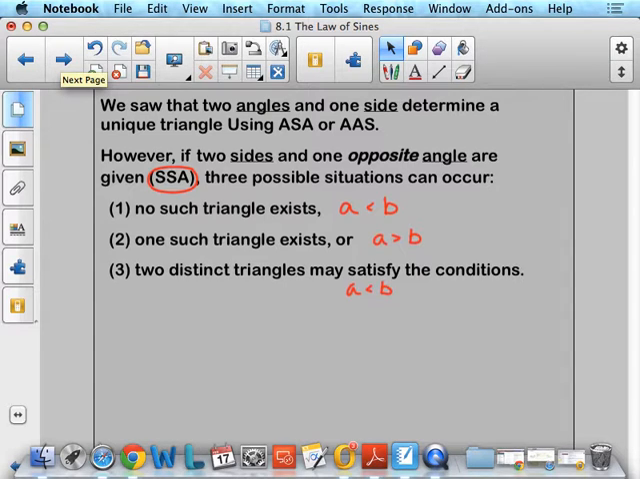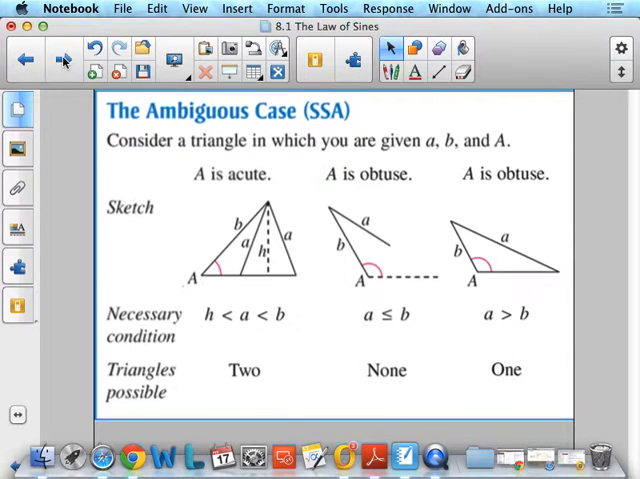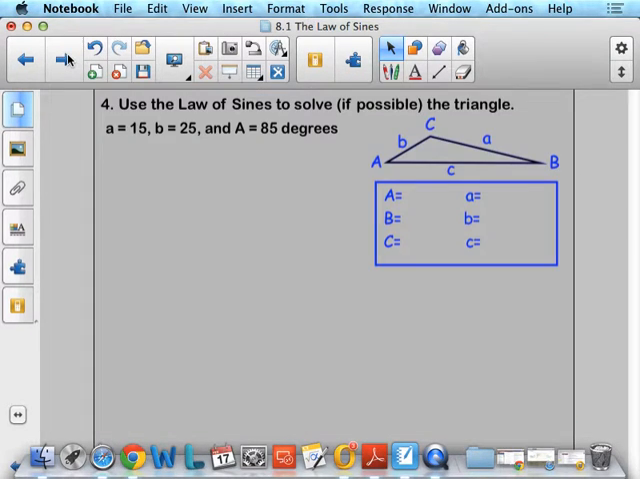All right, we're going to do one example of each of these. Okay, so the first one. It's set up the exact same way. So we're given side A, side B, and angle A.